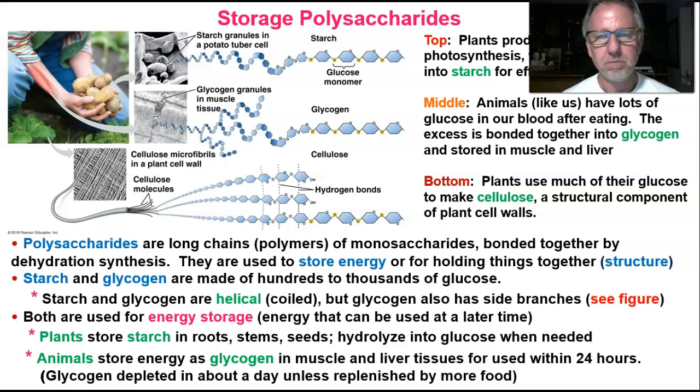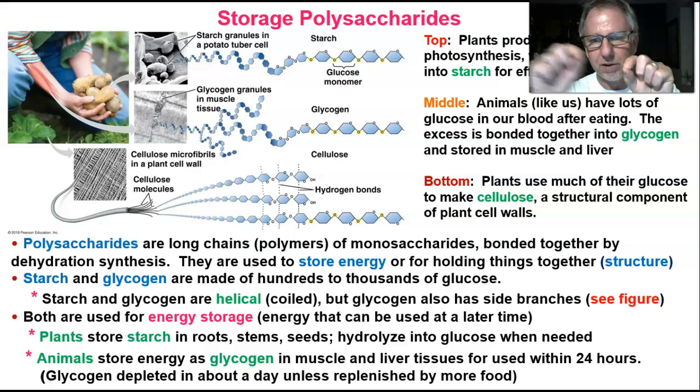If you eat a meal, you're going to take all the extra sugar that you don't need at the moment. It goes from your digestive system into your blood, and then your blood brings it to your muscles and your liver. And in your muscles and in your liver, the extra sugars that you don't need right away, the extra glucoses, are linked together to make glycogen. And the glycogen is stored in your muscle and in your liver tissues, and it's used within about 24 hours. So it's slowly broken down over 24 hours to put into your bloodstream to basically feed the cells of your body.